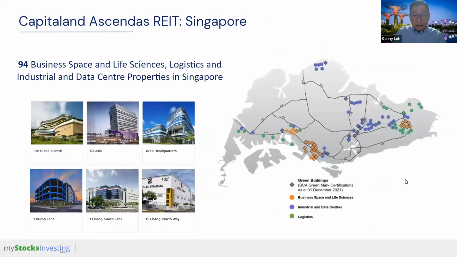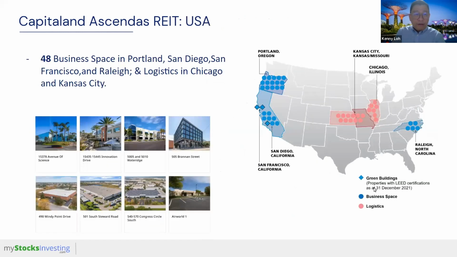Okay, and just to give an overview, where are all the properties? There are a total of 94 business space, life science, logistics, industrial, and data center properties in Singapore, right? You can see that they are scattered all around Singapore itself. And for the US, they have 48 business space properties in Portland, San Diego, San Francisco, and also logistics hubs in Chicago and Kansas City.